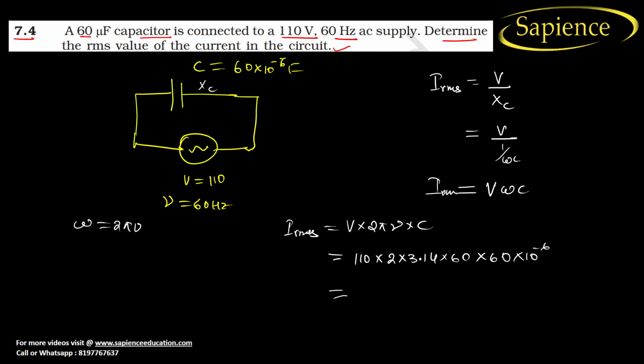When you multiply it, just check how much you are getting. Just pause the video and try to do the calculation. I hope you will get approximately 2.49 ampere. So this is the IRMS. I hope you have understood this. Let's go for the next question.